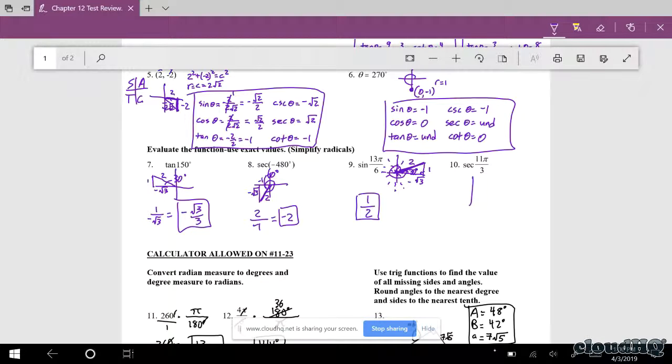Secant of 11 pi over 3. We're going by thirds, so 60-degree increments. 1, 2, 3, 4, 5, 6, 7, 8, 9, 10, 11. We end up right here, almost 2 full revolutions. We went around once and then back to here. That's a 60-degree reference angle.